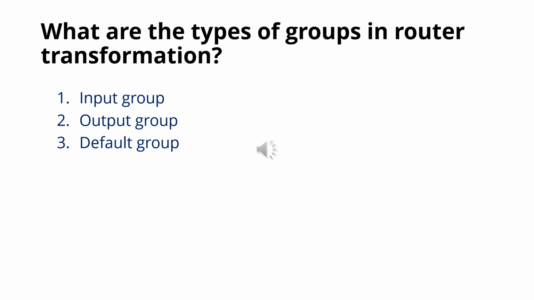What are the types of groups in router transformation? We have a total of 3 types of groups in router transformation. One is the input group, to connect the input fields, and the second one is the output group. We can create multiple output groups based on the condition. And the third one is the default group. If any condition is not satisfied in the output groups, then the row comes to the default group.